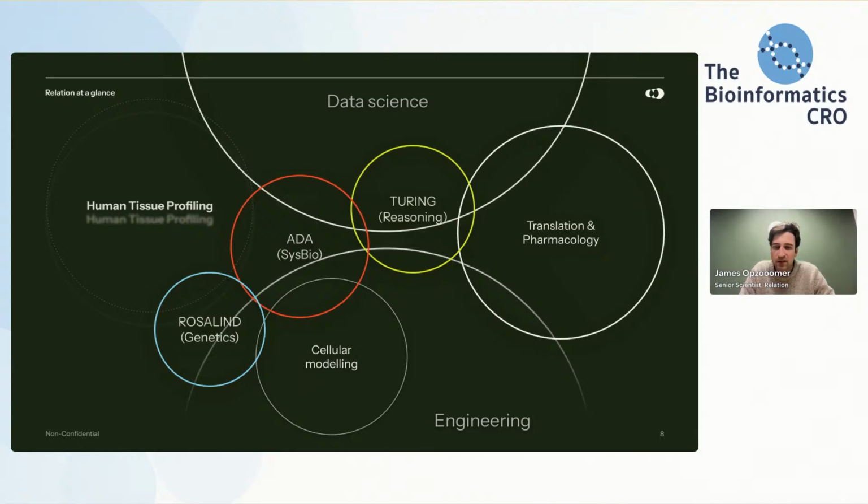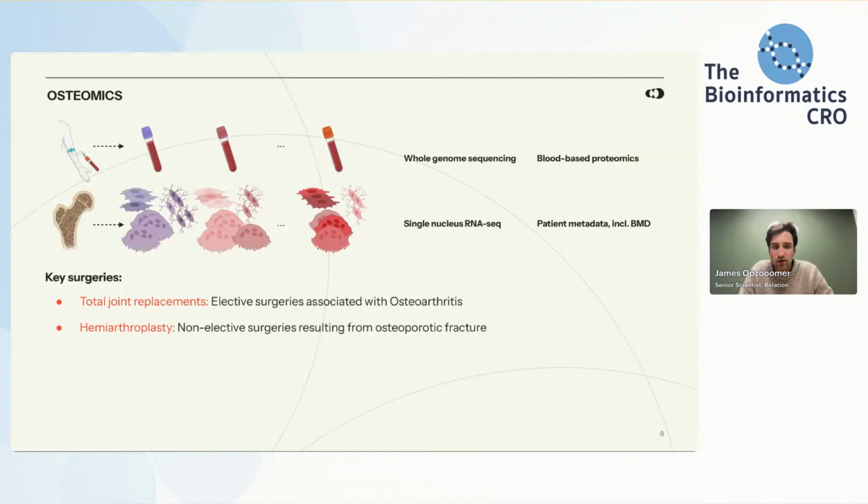And I'm not going to go into these platforms in detail today because I really want to focus on the spatial genomics data that we generate in human tissue profiling and some of the new analysis methods that we're developing to better use our spatial transcriptomics data in drug discovery.